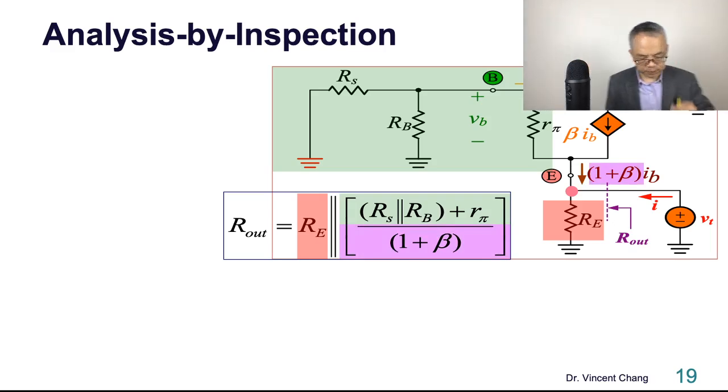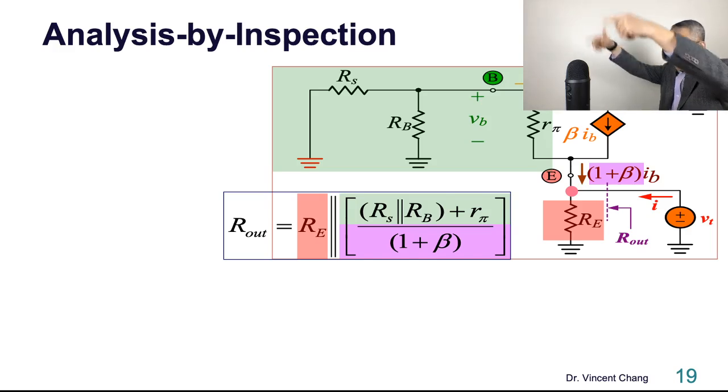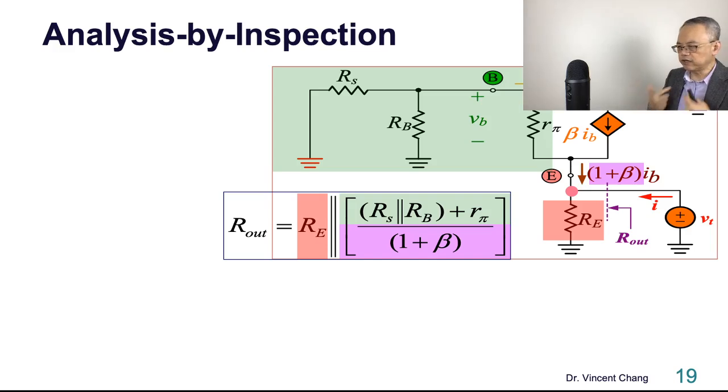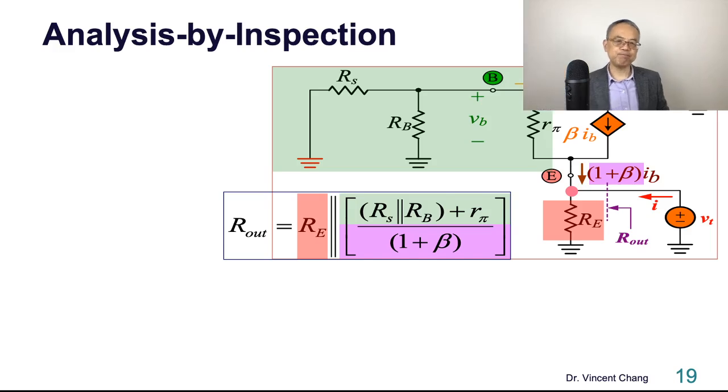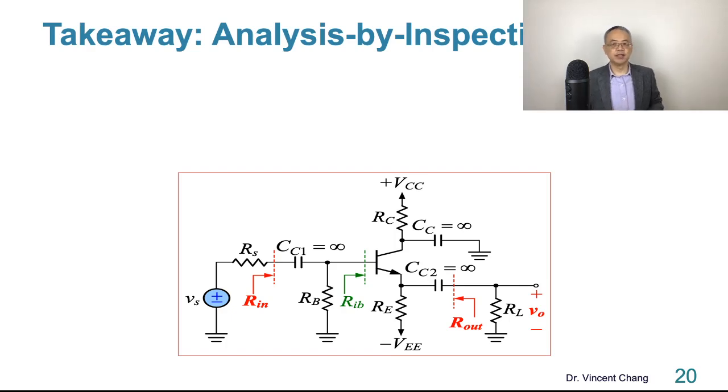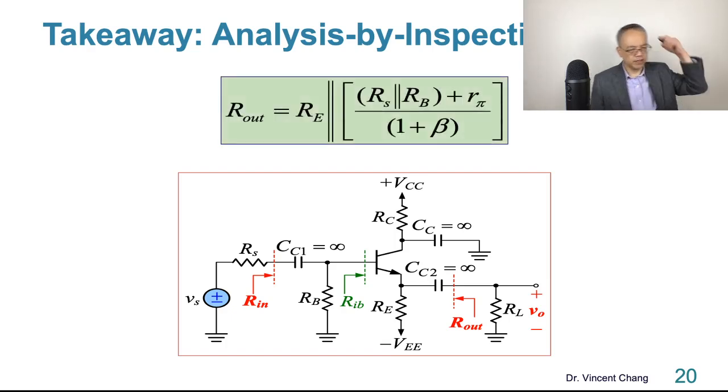So from emitter's perspective, the base resistance taking back to the emitter has to be divided by the 1 plus beta, right? Beautiful. So the major takeaway of this lecture is you are able to use the analysis by inspection and write down this with confidence, right?